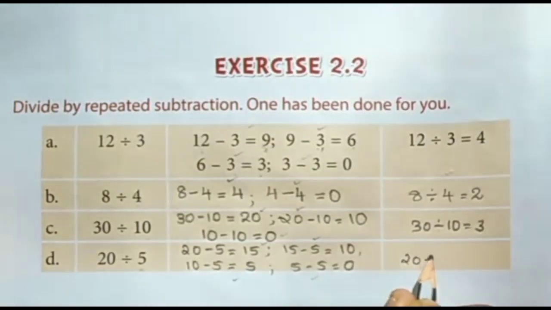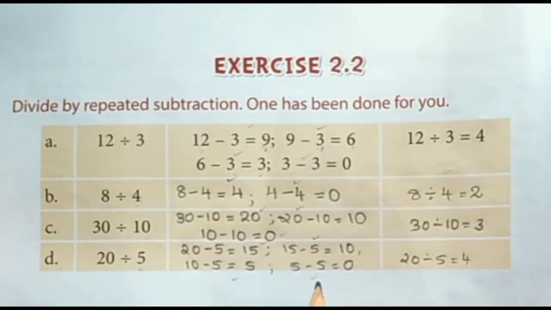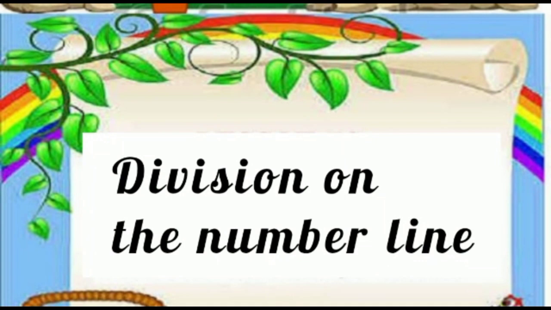So 20 divided by 5, the answer is 4. So this is the method of dividing by repeated subtraction. Children, we can move to our next topic, division on the number line. And we can learn this topic with the help of some problems.